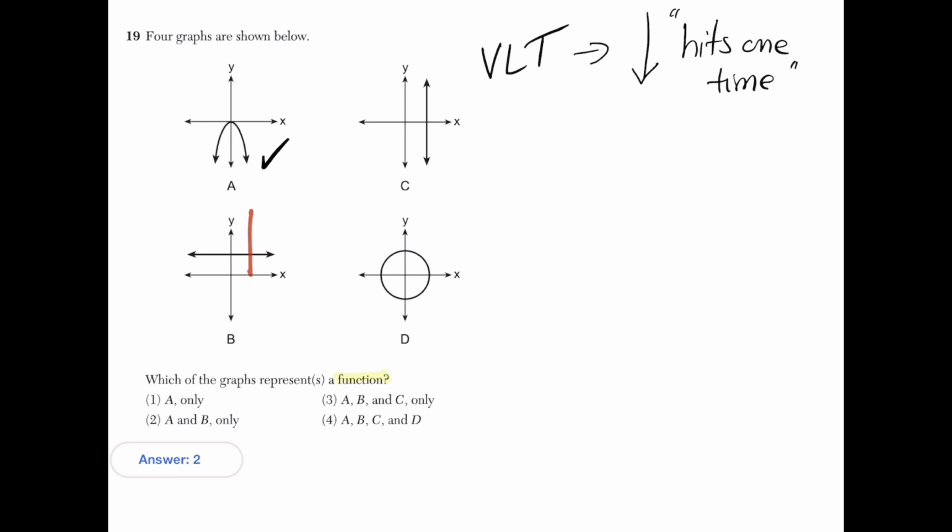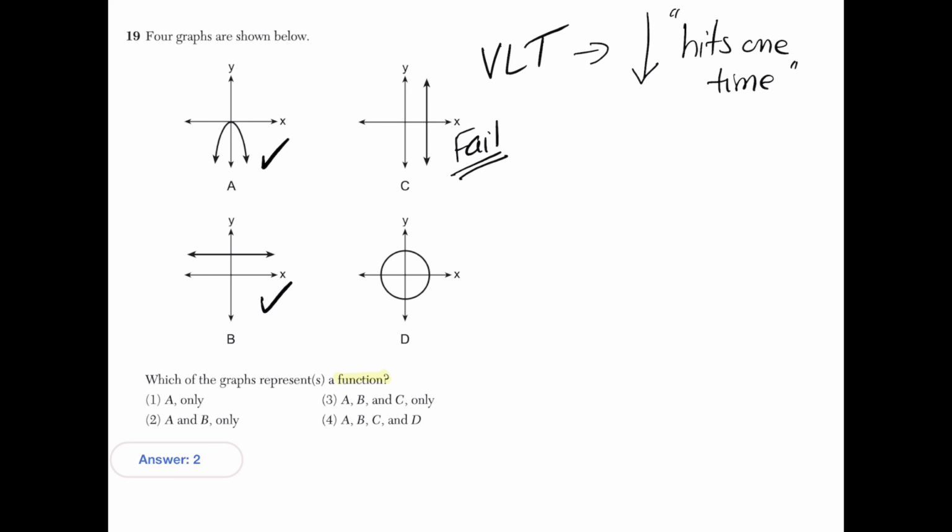For B, yep, I can draw a straight line down. It's going to pass the vertical line test. For C, this one is a fail because I'm going to hit it on every single point here. So this is a fail because it is a vertical line straight down.